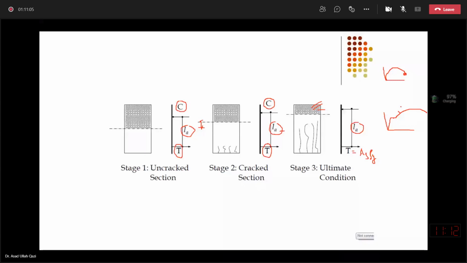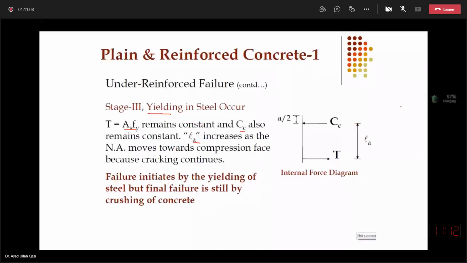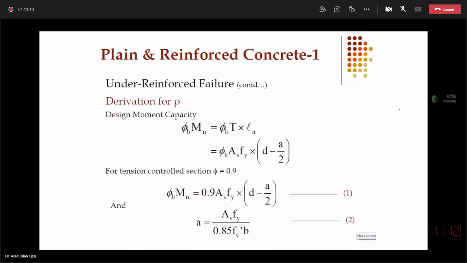These are a few stages which are to be kept in mind. Now, in order to design a cross section, we have done one example problem in which we calculated the capacity of the cross section. What is the moment resistance that the maximum stressed cross section can resist?